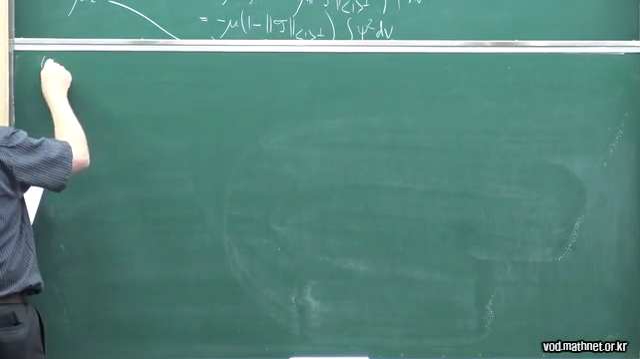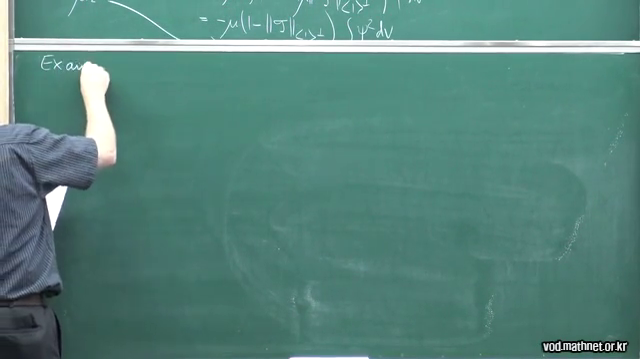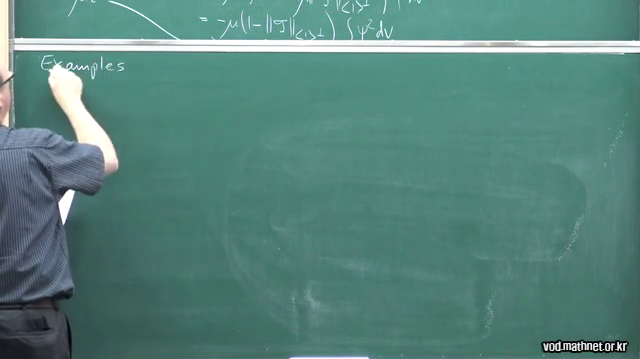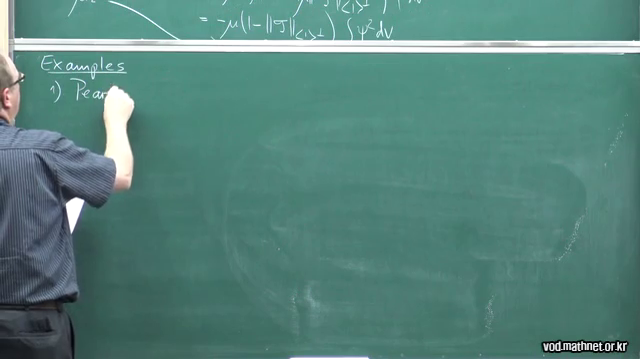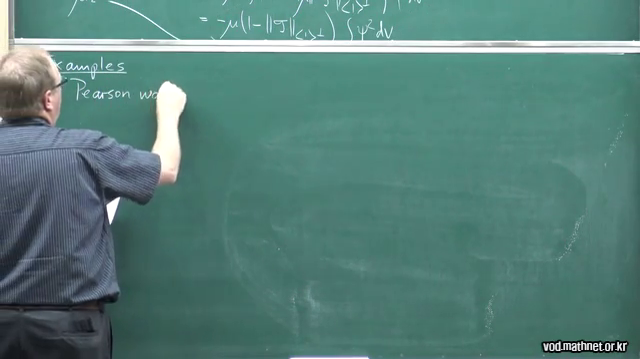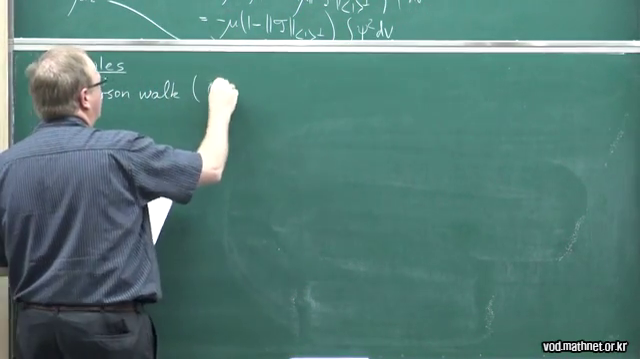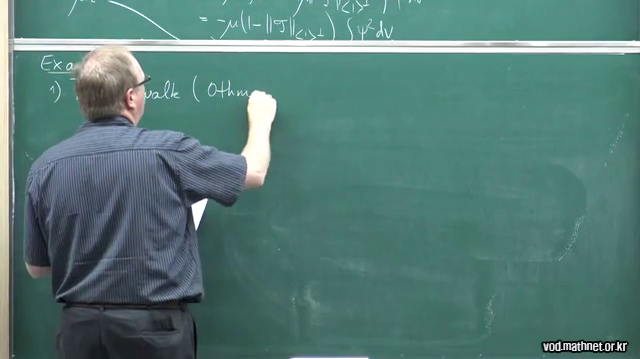So let's do two examples where we check all these conditions now. So the first one is called the Pearson walk, or Hans Othmer calls it the bakery walk.